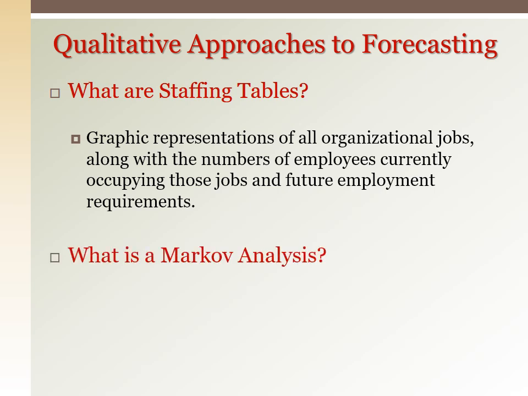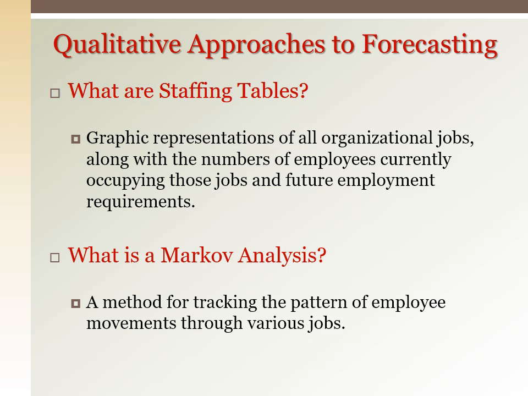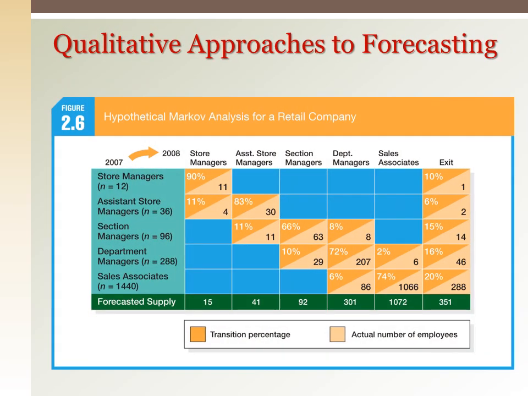The Markov analysis is a method for tracking the pattern of employee movement through various jobs. And looking at an example of one, you can see the orange section in the block is the transition percentage, and the lighter orange is the actual number of employees at each of these stations. And HR will do that all the way through their entire workforce.